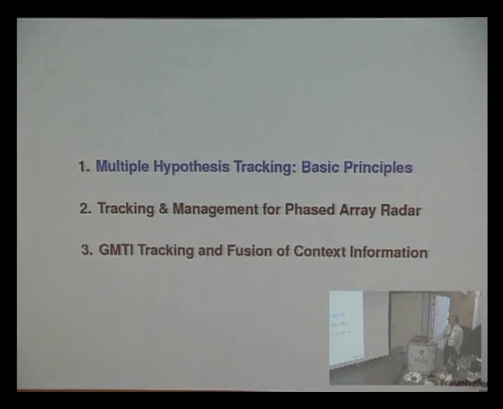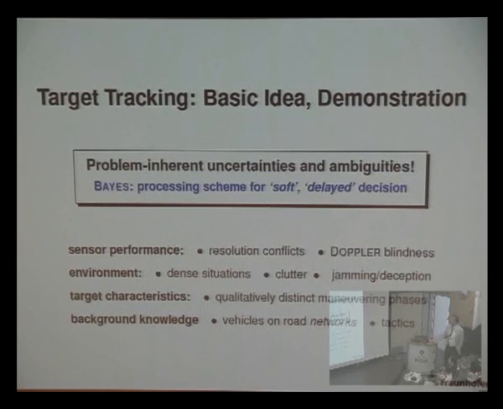So let's go to the technical topics. Multiple hypothesis tracking. Most of you have heard this. Why is it so important? Why is it the key technology in many applications? Well, multiple hypothesis tracking is a means actually to deal with problem inherent uncertainties and ambiguities. It's a processing scheme which allows us to do soft or delayed decisions where strict and hard decisions are not possible or are not appropriate.